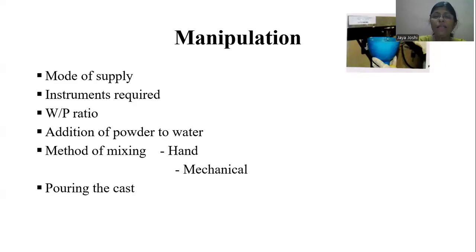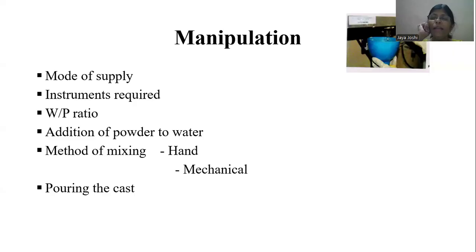Now, coming to the method of mixing, there are two types by which you can mix the plaster. One is hand mixing and another is mechanical mixing. In case of hand mixing, after complete addition of powder to water, you just have to hold the bowl with one hand and hold the spatula with thumb and palm grip in the other hand and then go on mixing it vigorously till you get a smooth and homogeneous mix with a shiny surface. So usually the mixing time is around 45 seconds to 1 minute.